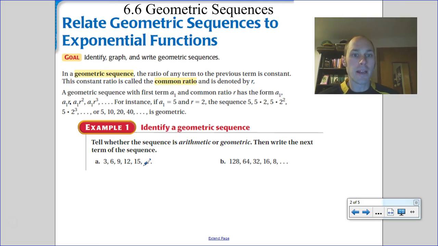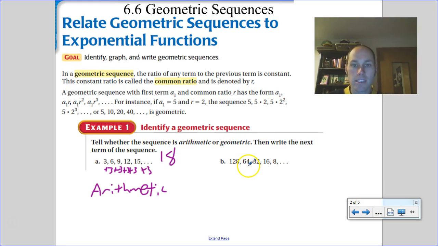So remember, an arithmetic sequence is when we had a common difference, when we added or subtracted a similar amount. Here we have to have a common ratio. So for instance, 3 to 6 to 9 to 12 to 15. Here each time we're adding 3. And when we add 3 each time, that's a linear pattern. That would be an arithmetic sequence. And the next term of this one, plus 3 more, would be 18.